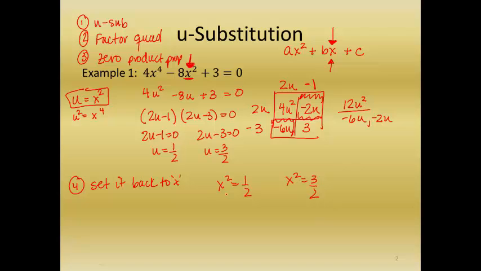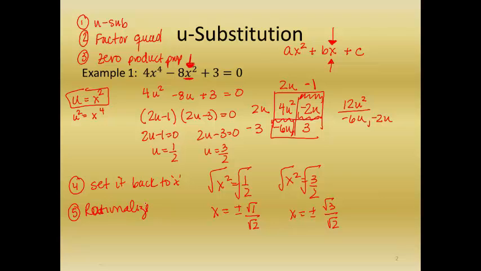So I'm going to take the square root of this, and I'm going to have x equals plus or minus the square root of 1 over the square root of 2. We'll come back to that in a second. And here, taking the square root of both sides leaves me with x equals plus or minus the square root of 3 over the square root of 2. But we've already learned about how to rationalize these, so these are not my final answers. So step 5 would be to rationalize if needed, and we do.